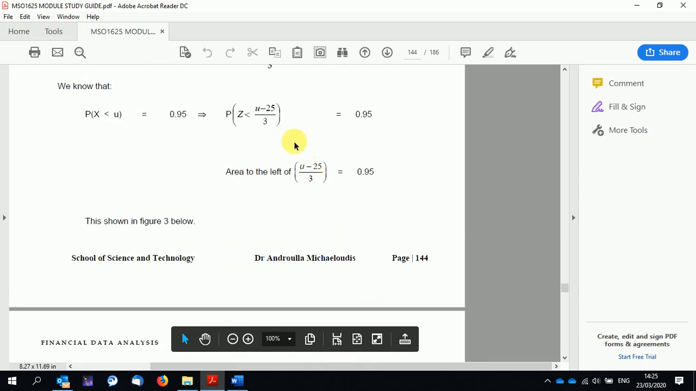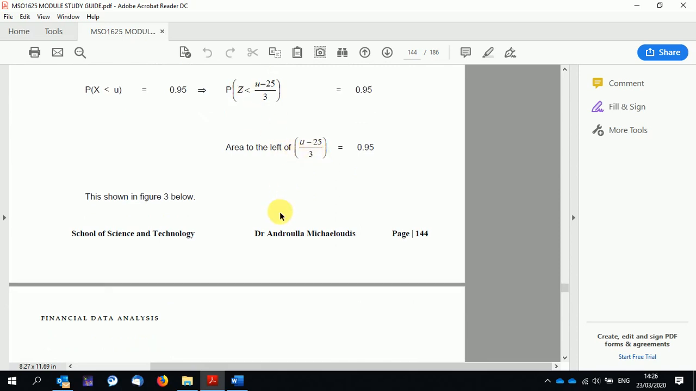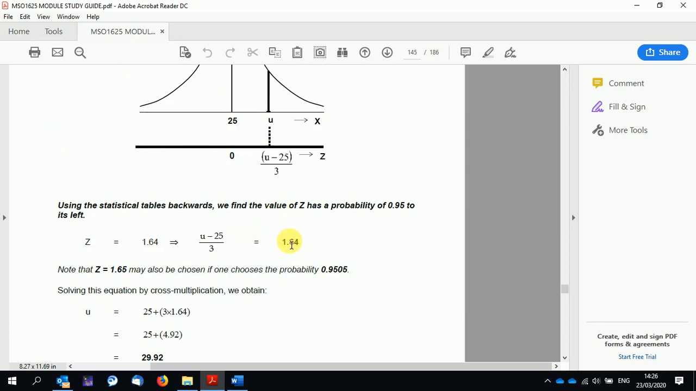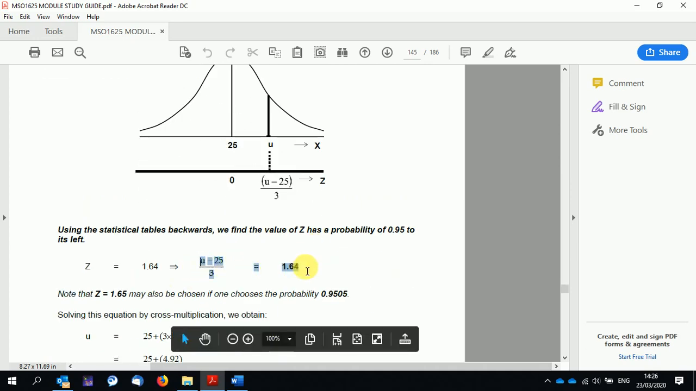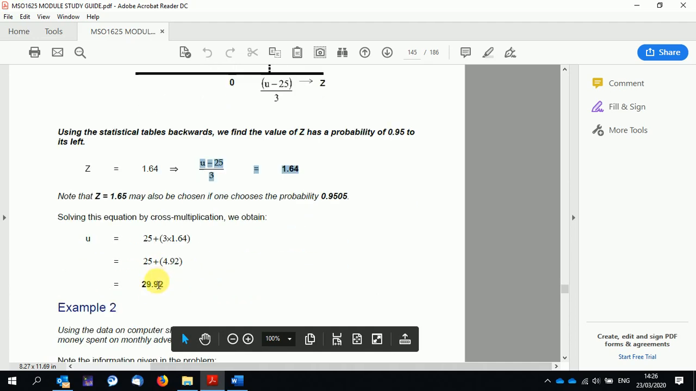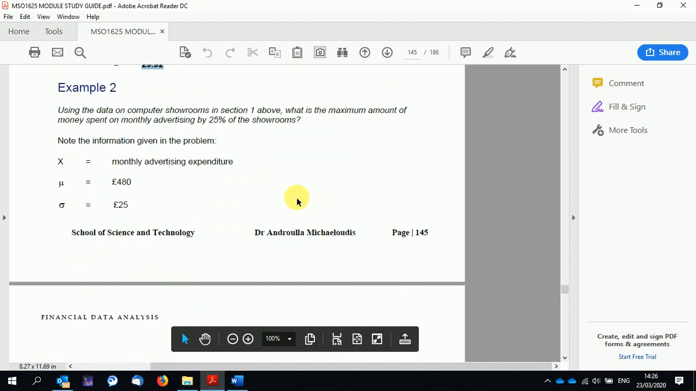Right, so from the table, this value here would be same as 1.64. Like I said, if someone would use 1.65, or just in the middle of 1.64 and 1.65 is 1.645, that's good enough, right? So if I then solve this and find u, I should get the value of u as 29.92. Again, something you want to practice.